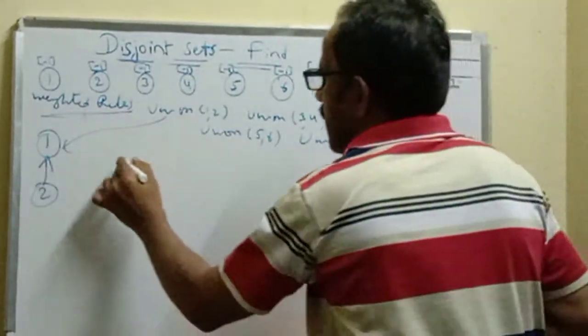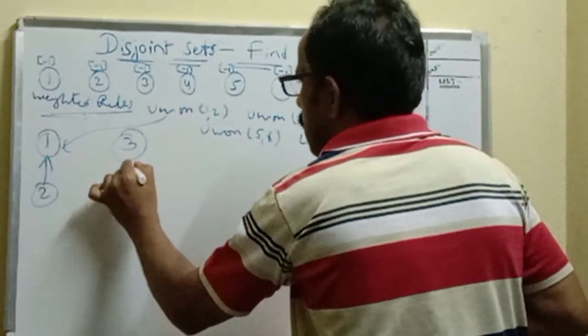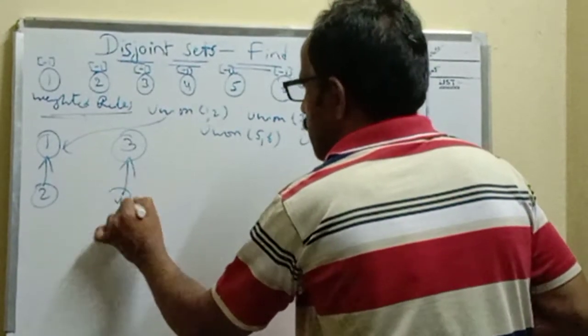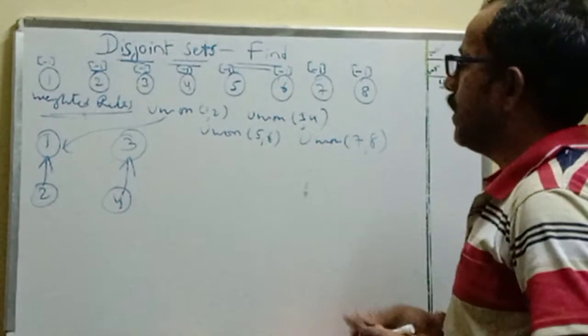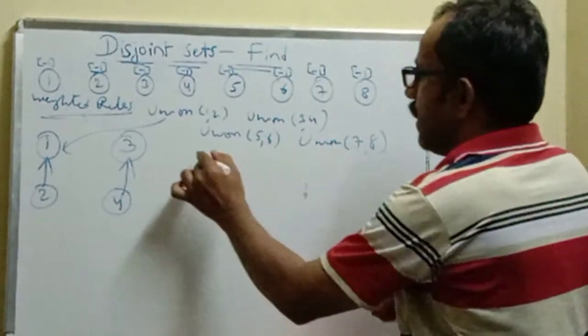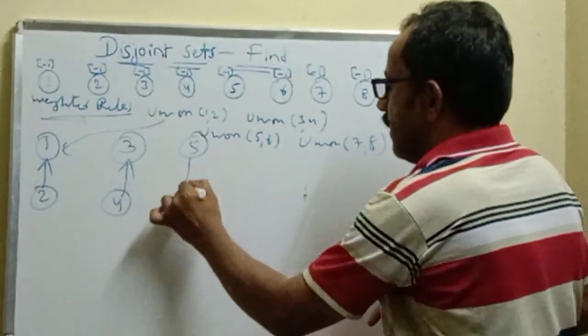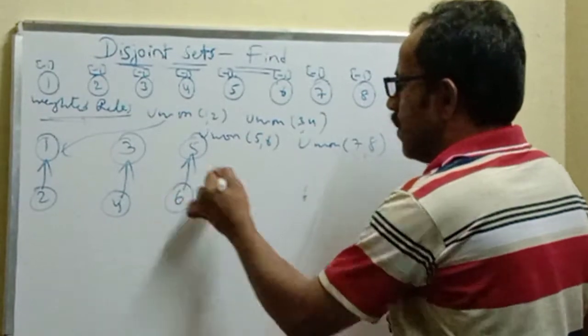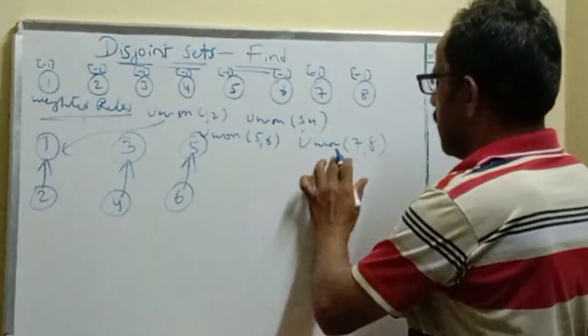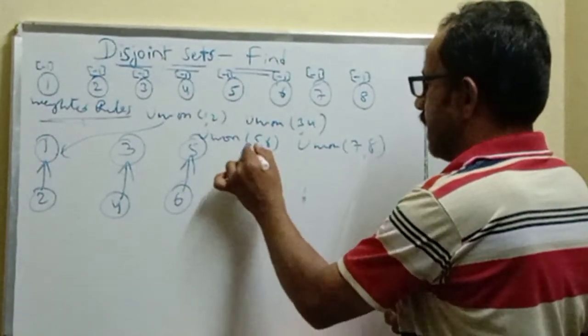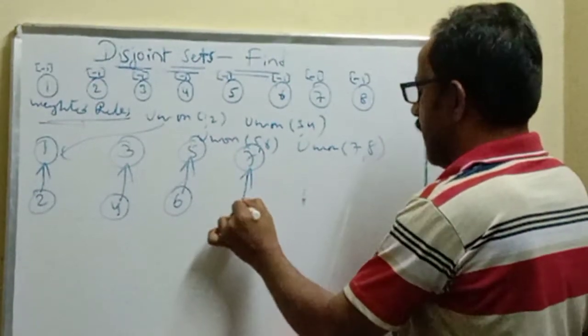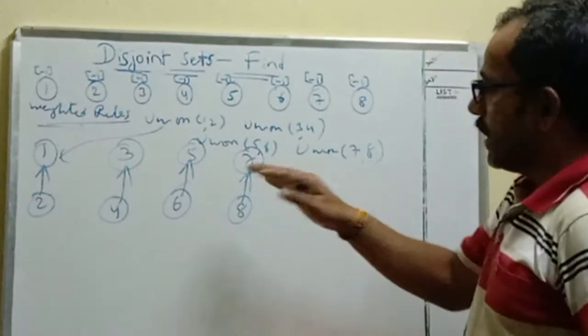Next one is union of 3 comma 4. Just make either 3 or 4 as root node, and we can perform union between those two. Next one, union of 5 comma 6. Then take 5 as root node or 6 as root node and combine like this. Last one is union of 7 comma 8. Then take 7 as root node and add 8 as a child of 7. Okay? So like that we can combine.